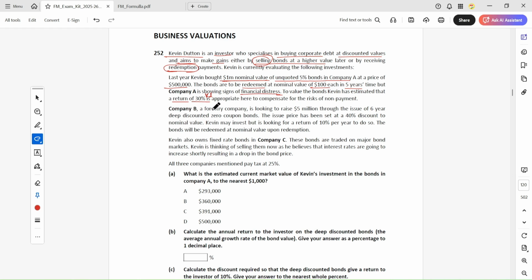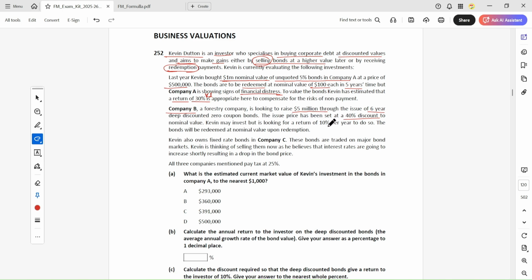Now company B is a forestry company. This is another company we are going to evaluate. Company B is looking to raise 5 million through the issue of 6-year deep discounted zero coupon bonds. The issue price has been set at a 40% discount to the nominal value.